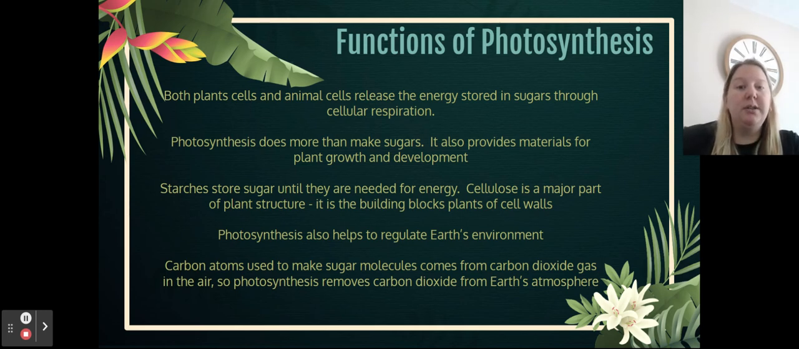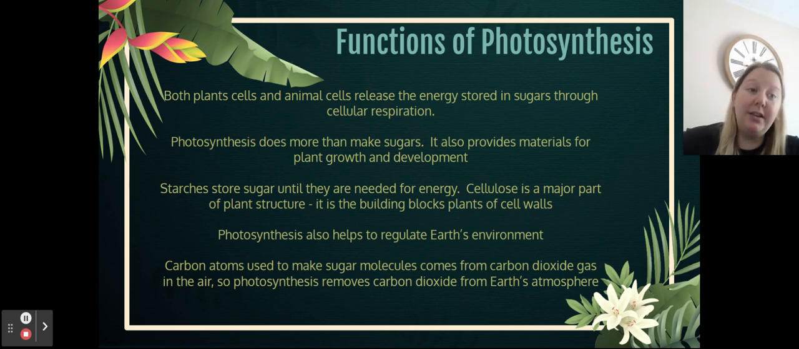Starches store sugar until they are needed for energy. A lot of times, animals consume these starches for food. We typically think of starches as potatoes and things like that, but actually starches get stored in the form of fruits and vegetables. Additionally, plants use the glucose to build cellulose, which is a major part of plant structure and plant cell walls.